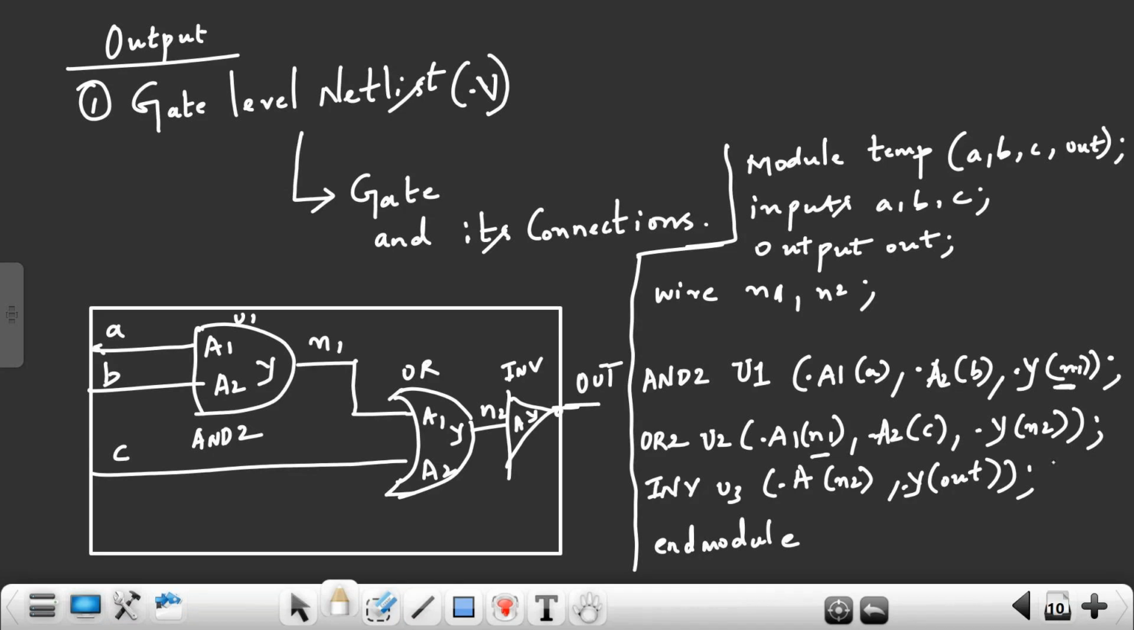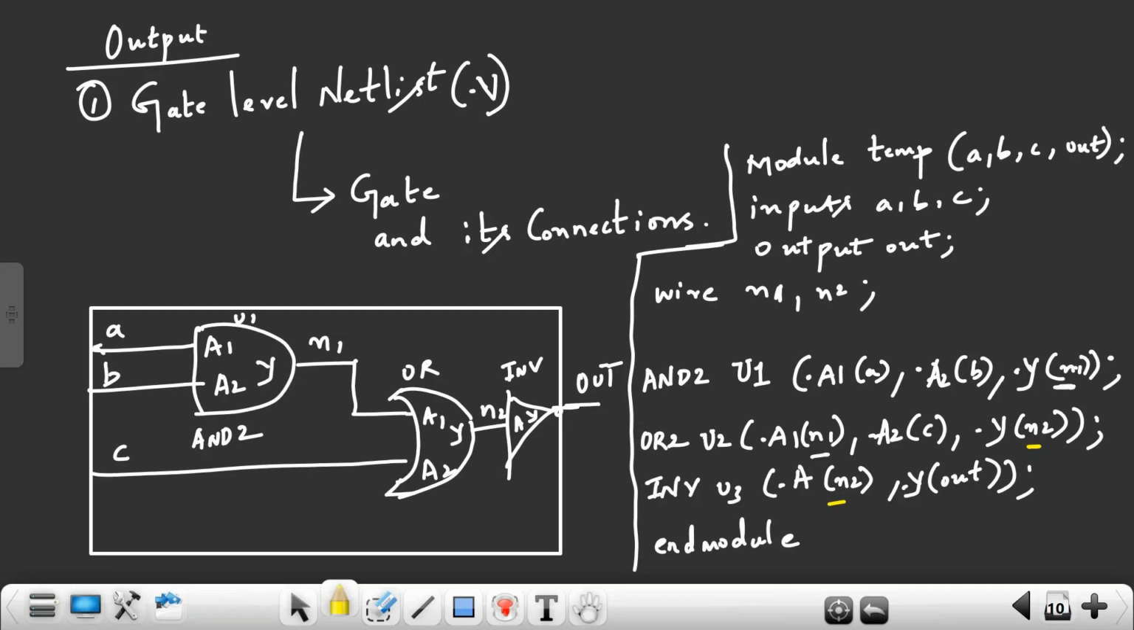Similarly, this N2 net is connecting to output pin of OR gate and connecting to input pin of your inverter. So connection is maintained. So gate and its connections, only this should be specified in gate level netlist. Apart from this, you should not be having any if statement, any always block, or any assign statement. Only gate and its connection should be present in your netlist. So this is called as netlist. It has only gate and its connections.